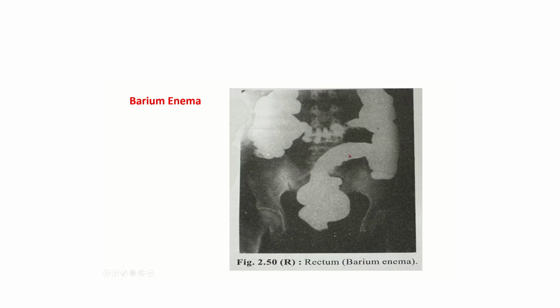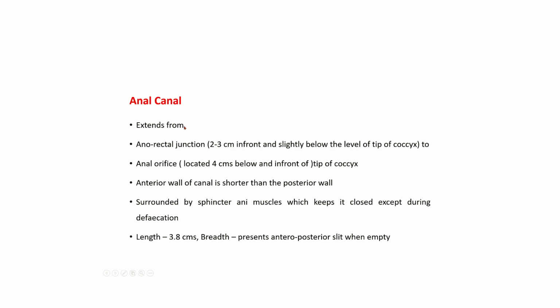So this is the barium enema showing the rectum, sigmoid colon, and the large intestine. Anal canal extends from the anorectal junction, which is located 2 to 3 centimeters in front and slightly below the level of the tip of the coccyx, to the anal orifice, located 4 centimeters below and in front of the tip of the coccyx. Anterior wall of the canal is shorter than the posterior wall, surrounded by sphincter ani muscles, which keep it closed except during defecation. Length is around 3.8 centimeters.